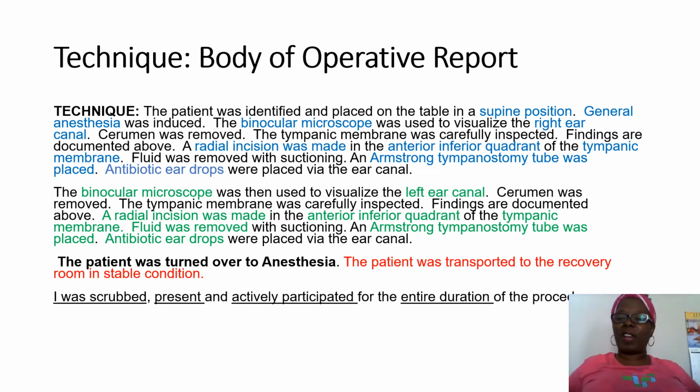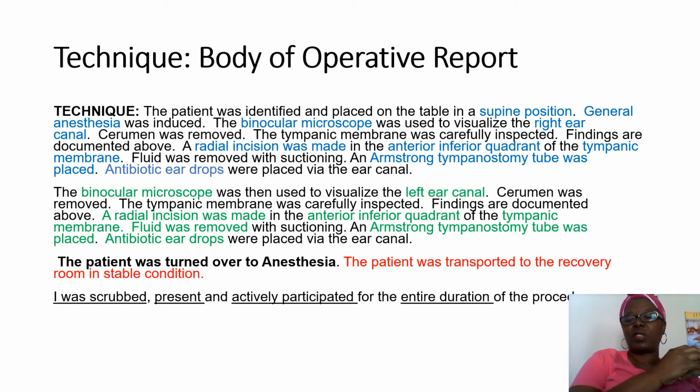The next paragraph, he commenced to tell us what he's doing on the left side, the left ear. So he stated that he used again the binocular microscope to visualize the left ear canal. Cerumen was removed. Okay, the tympanic membrane was carefully inspected. The findings are documented above. A radial incision was made in the anterior inferior quadrant of the tympanic membrane. The fluid was removed with suctioning.